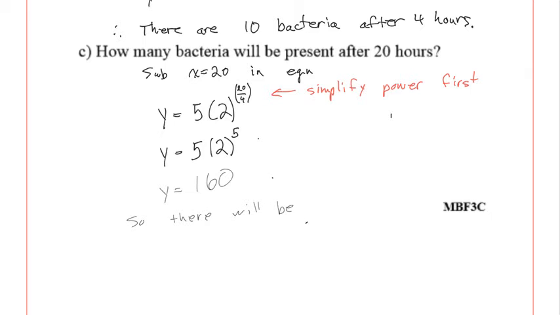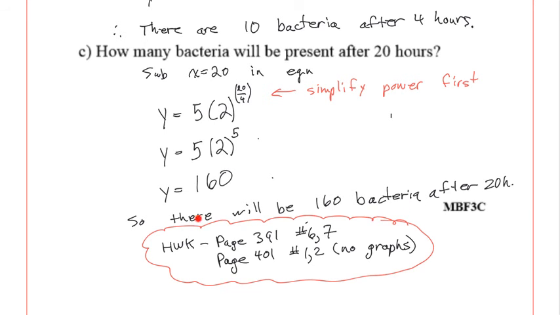And that's it. Now your homework is what you see on this page. It's pages 391 and 401. On 391, questions 6 and 7, on 401, questions 1 and 2, and there's no graphs to be done.